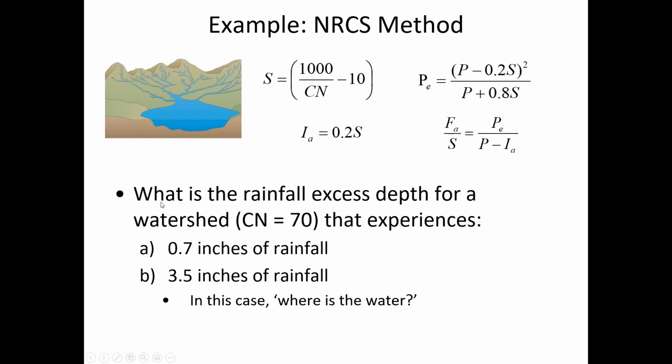So we want to know how much rainfall excess there will be for a 7/10 of an inch storm and a 3.5 inch storm. Okay, I'll pause for a second. You begin by calculating S. I've already given you the curve number, so let's take a look.